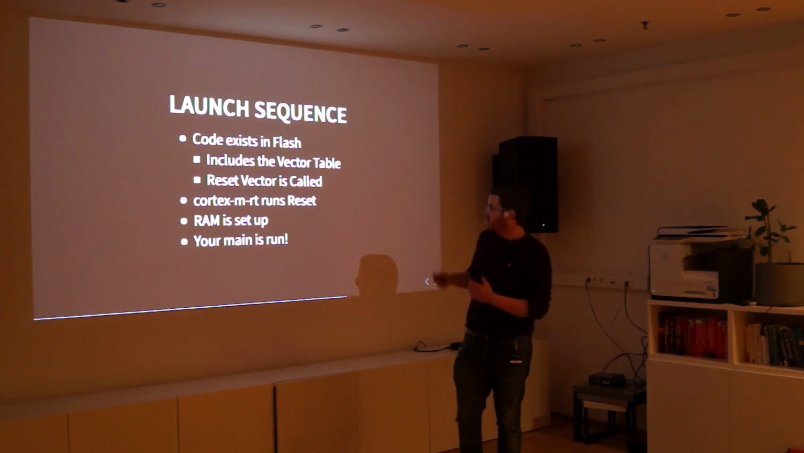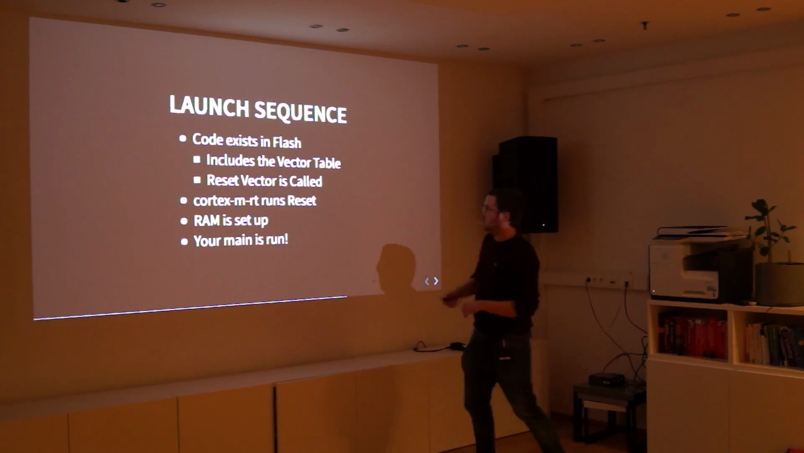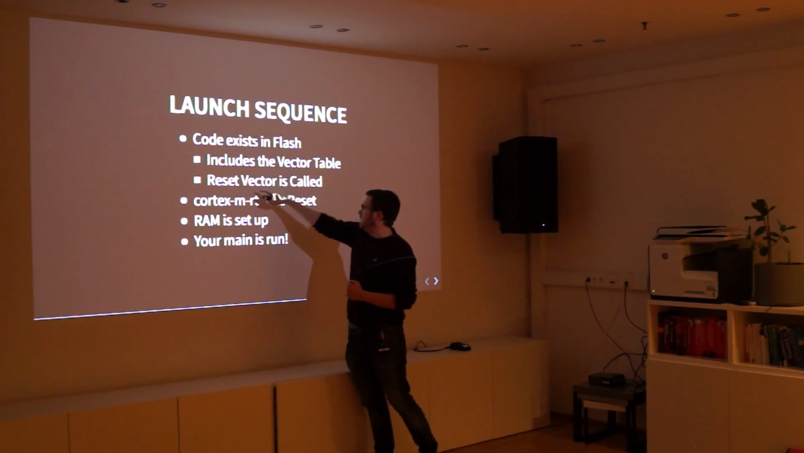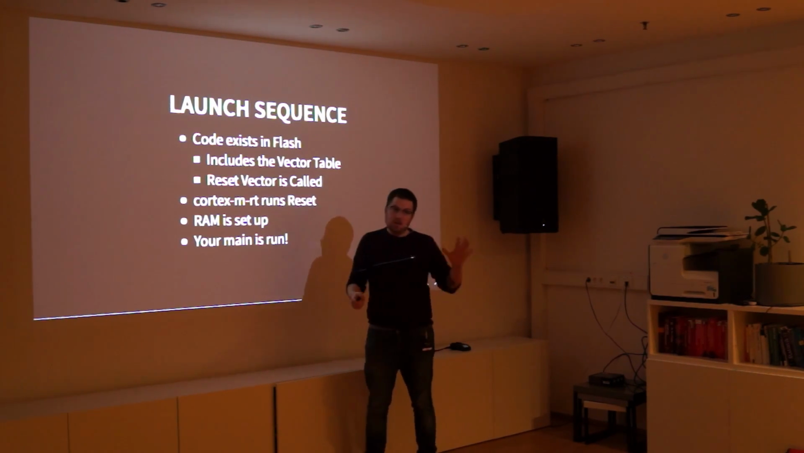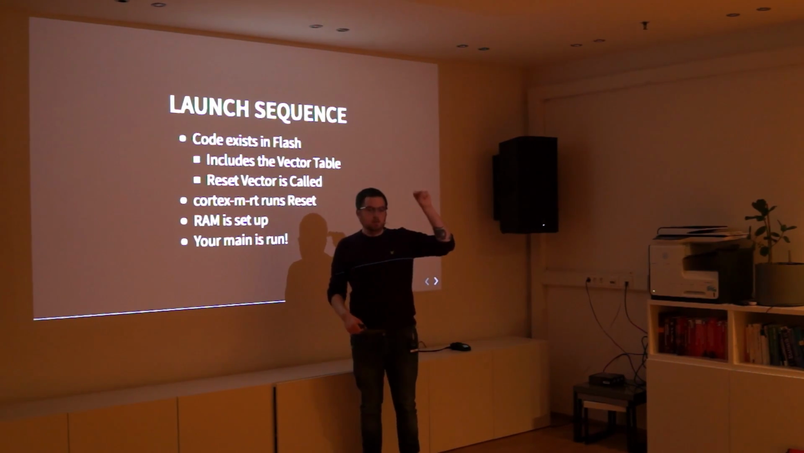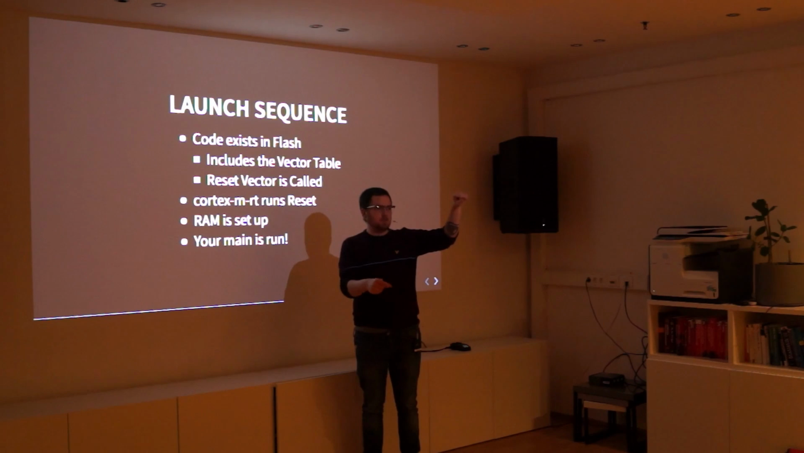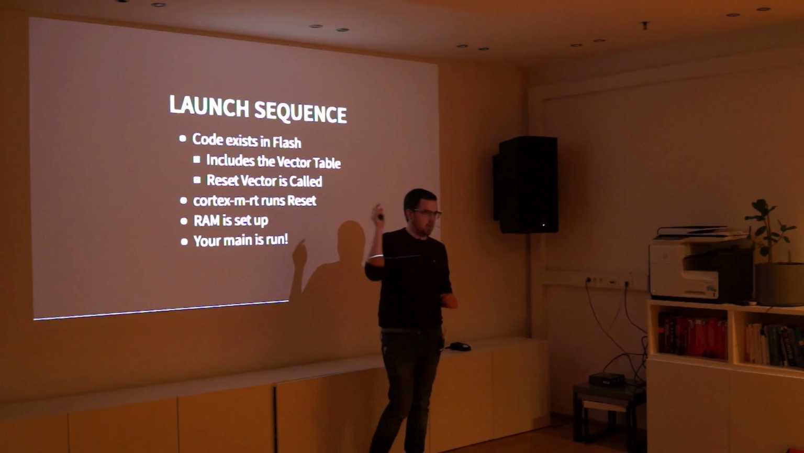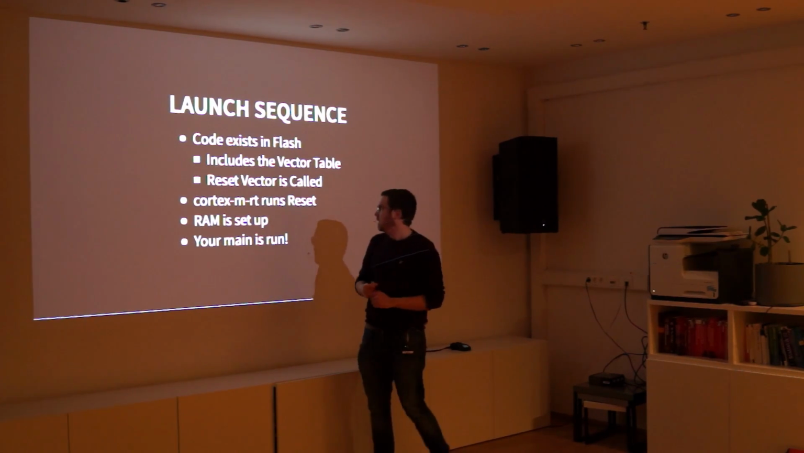We go. And the launch sequence looks a little bit like this. The code exists in Flash, after the vector table. The vector table is up top. The reset vector is called because at the top of Flash, we said, when you boot up, you will call this function first. And it's that reset function that we talked about in Cortex-M-RT. So it's going to go to that location and start running that sequence.